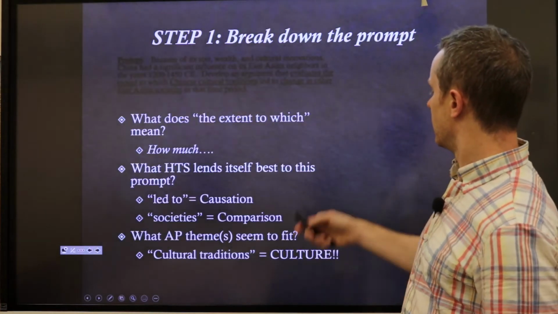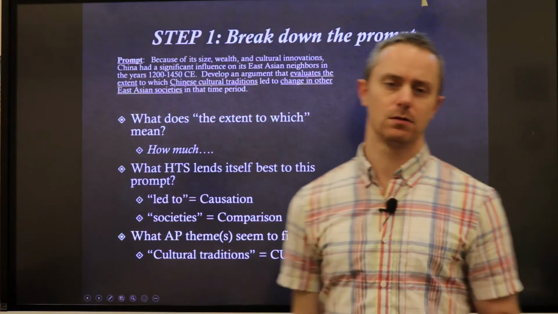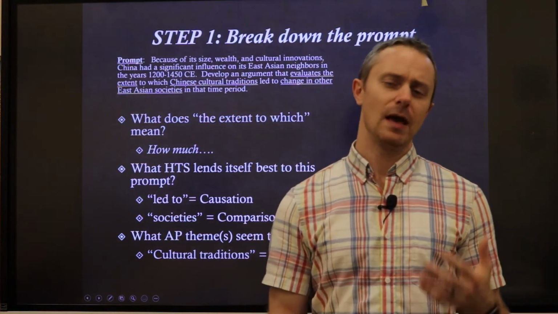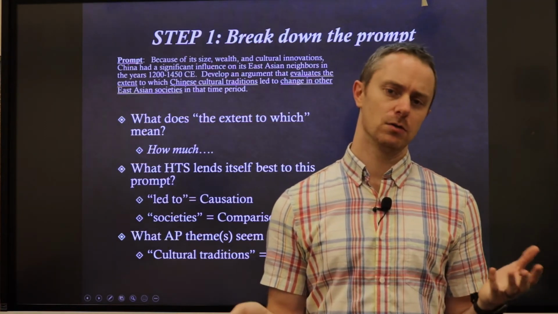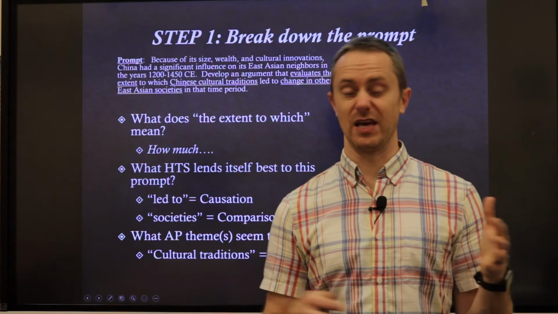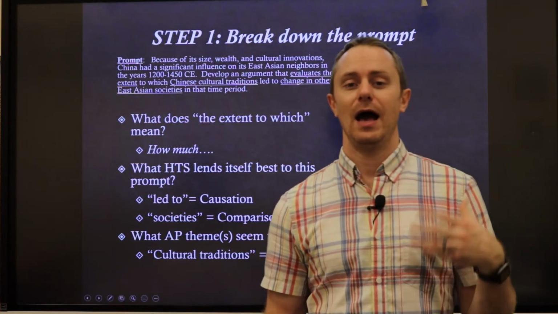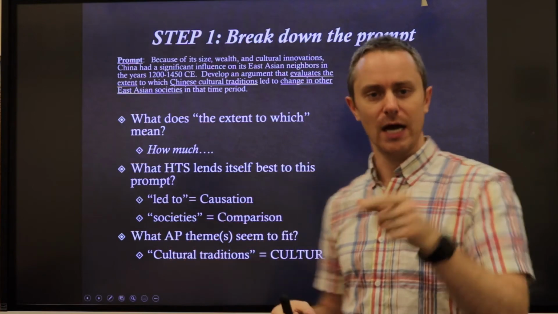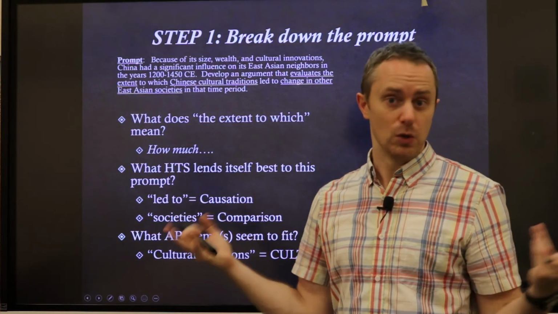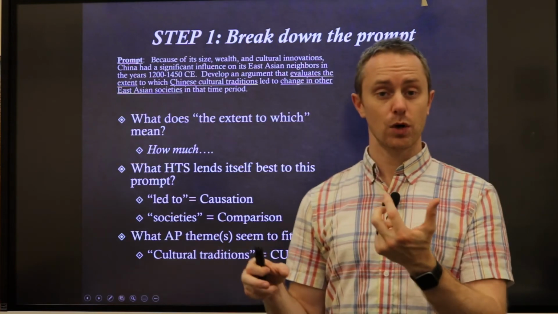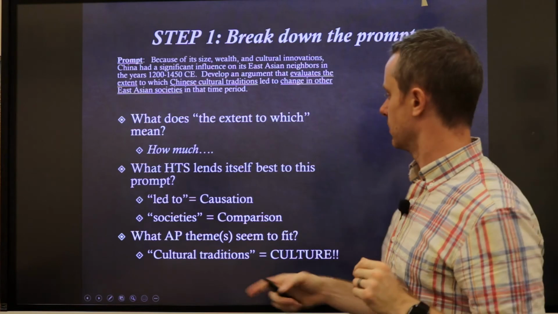All right. Let's break down the prompt a little further. What does the extent to which mean? This shows up all the time. It basically is asking you, how much did something happen? How much? Good, bad? Was it positive, negative, long-lasting, short-lasting, significant, insignificant? How would you describe how much Chinese culture influenced these other places? Okay? That's what it's asking. If you can't reword the prompt in your own words, at least in your mind, it's going to be hard to know what it's asking.